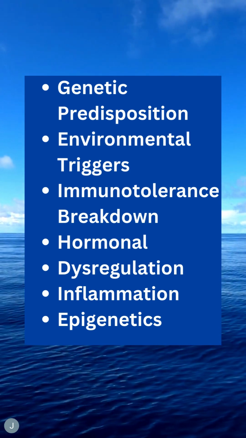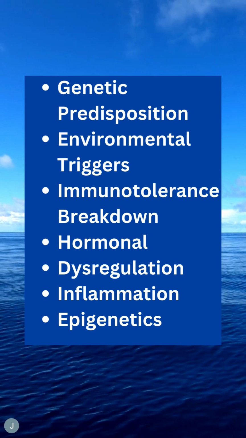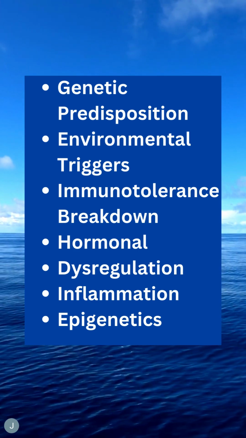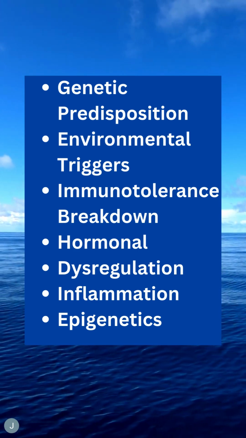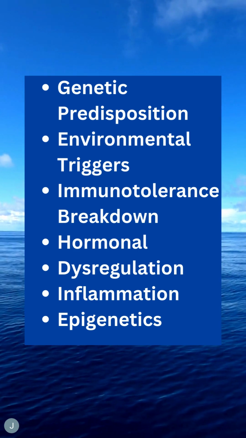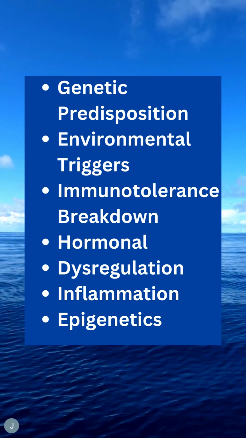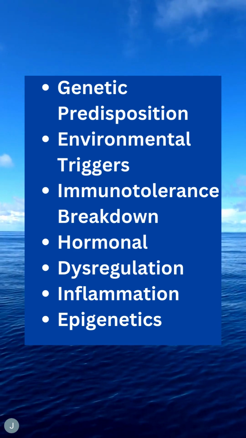So, the first would be genetic predisposition. Now, certain genetic factors can make individuals more susceptible to autoimmunity, and these genetic variations can affect immune system regulation and increase the likelihood of immune cells mistakenly identifying self tissues as foreign.